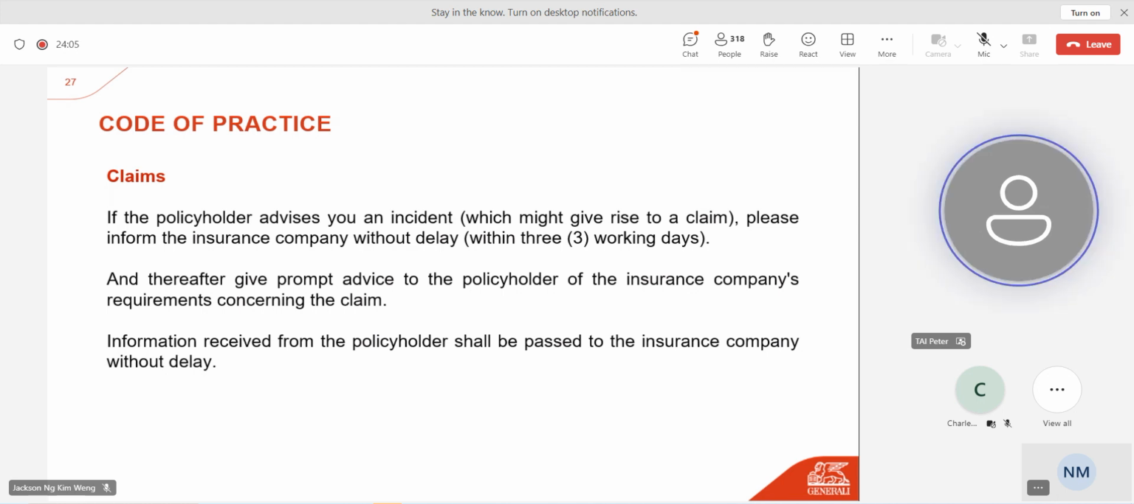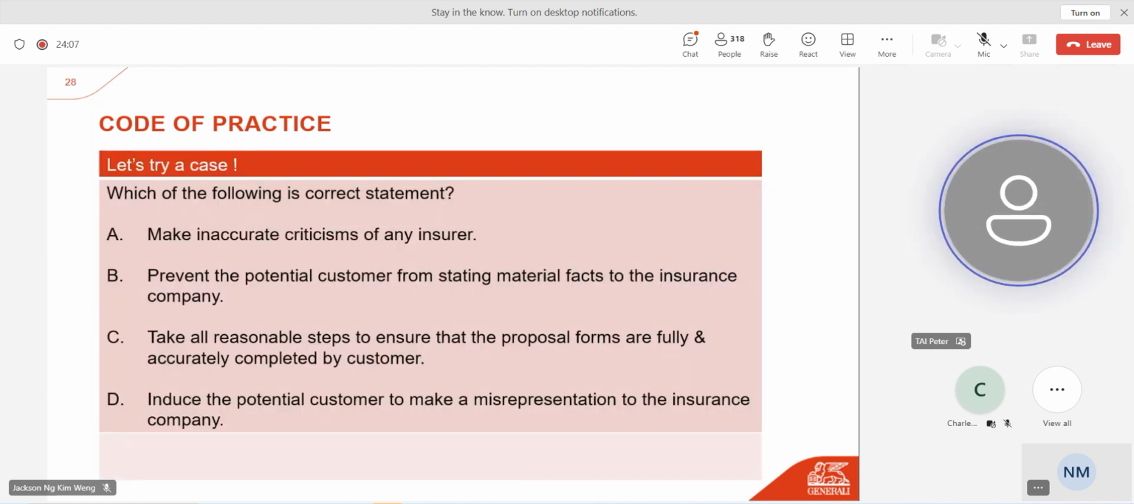All right. Next. Okay, now let's do another brain exercise. Which is the correct statement? A, B, C, or D? Just now you have gone through the training. So what do you think? Is it A, B, C, or D? You can just type in. Which is the correct one? C, good.